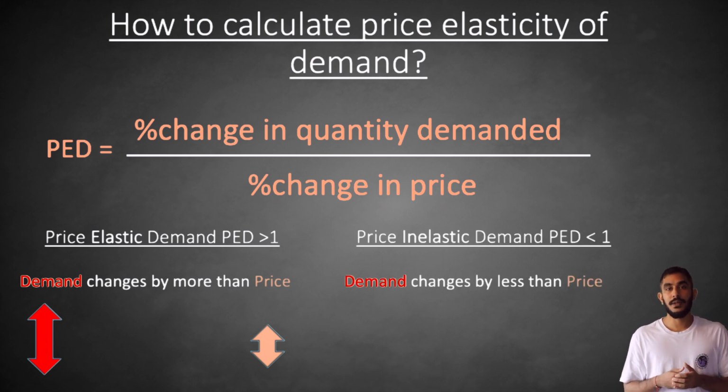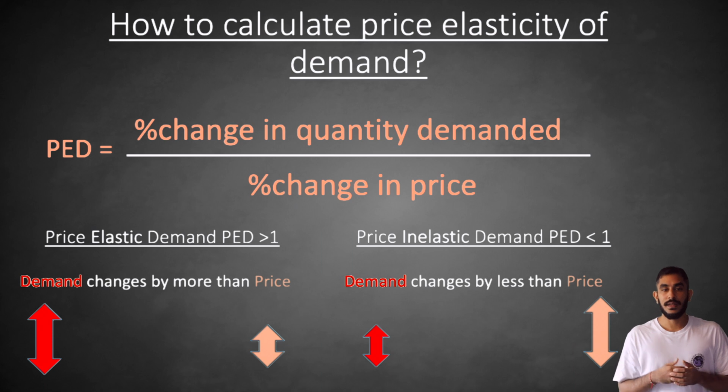If the PED value is less than 1, that means that demand has changed by less than the price, and therefore the good is considered to be price inelastic. The bigger the number, the more elastic the good or service is.